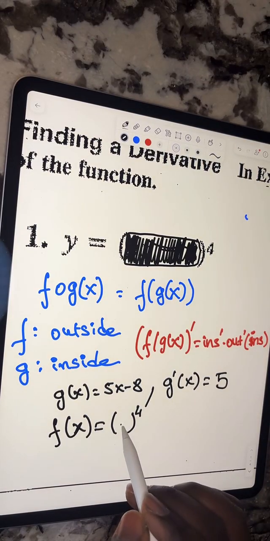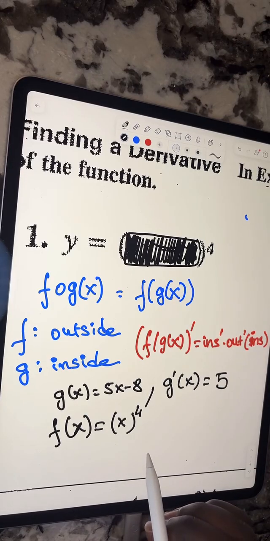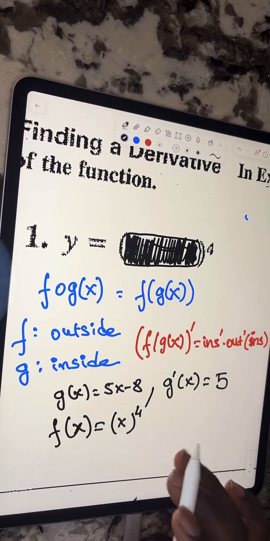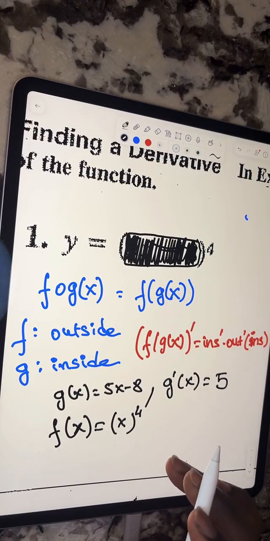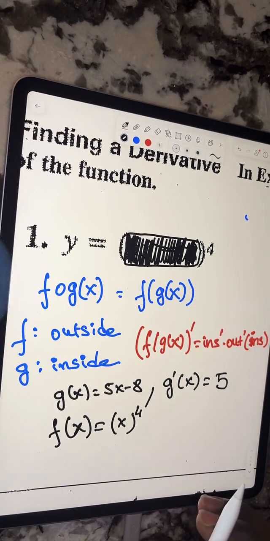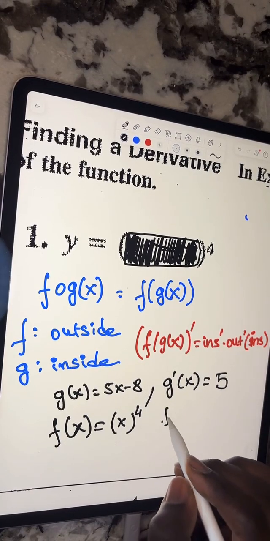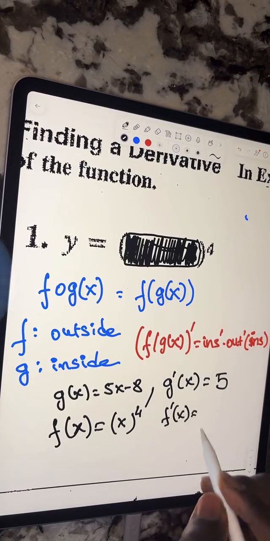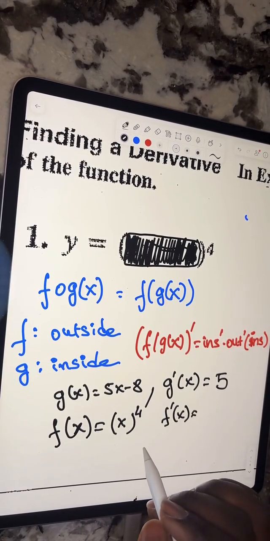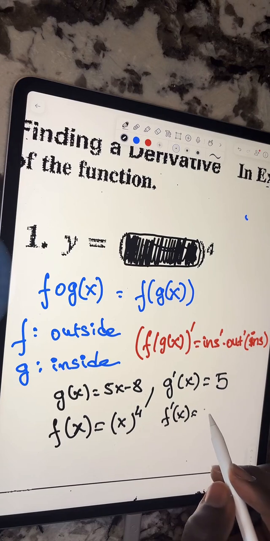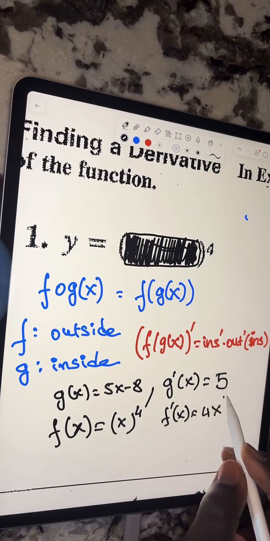So now since this is empty, we're just going to put an x there. Remove the inside, put the parentheses, keep everything else, and then put an x in there since it's empty. We don't want it to be empty. So now f prime here is going to be, we know the derivative of x to the power of 4 using the power rule. The power rule is going to be 4x cubed.